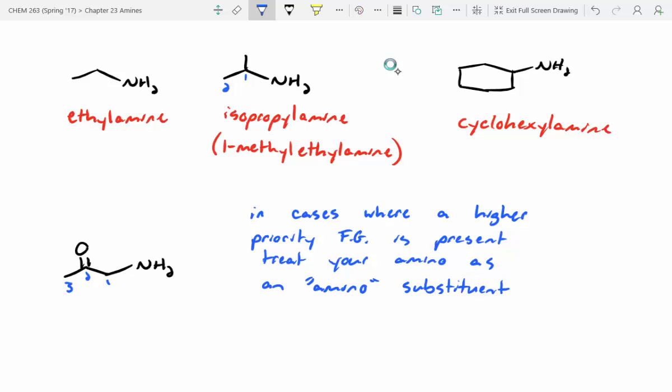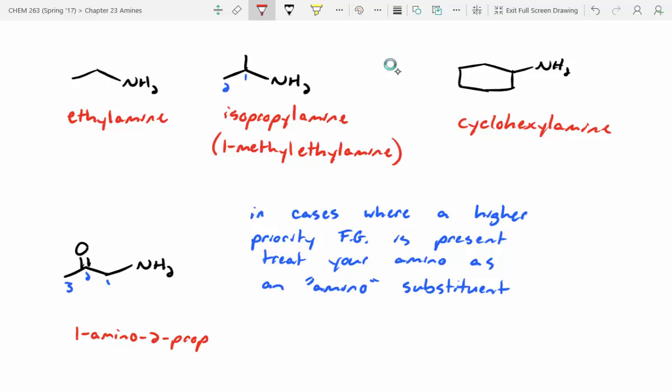Okay, so it looks like we've got some sort of propane backbone. And what would the suffix be for a ketone? Yeah, so it'd be 2-propanone, but we need to add in the amino part, right? So what would the overall name be? It's just the amino propane, because it's implied it's on the 1.